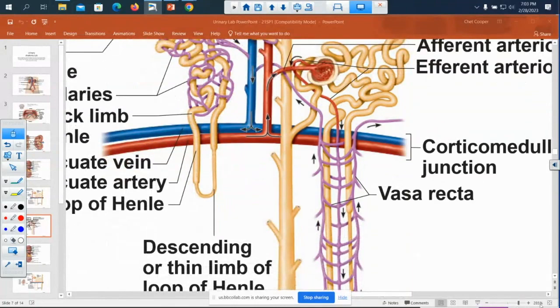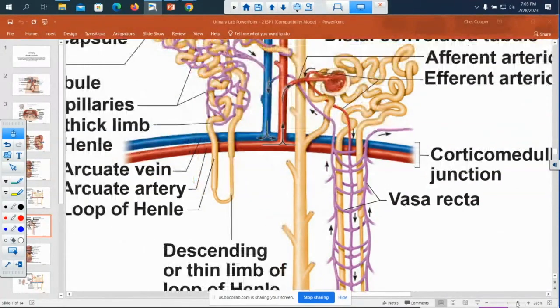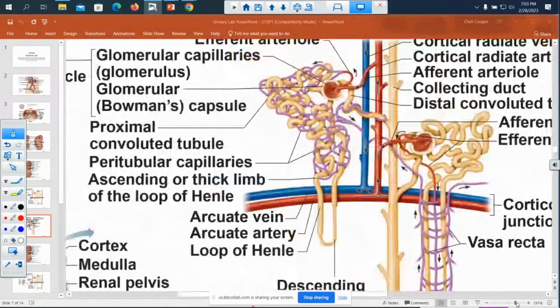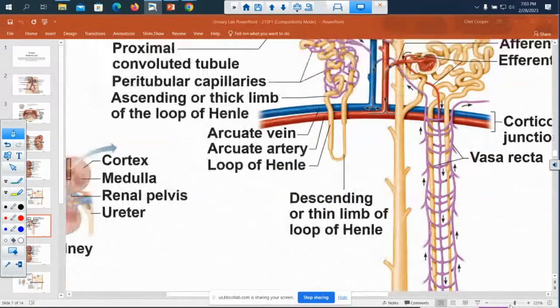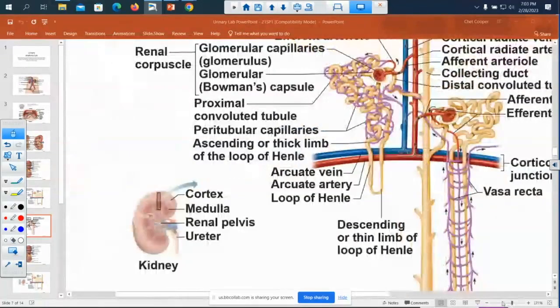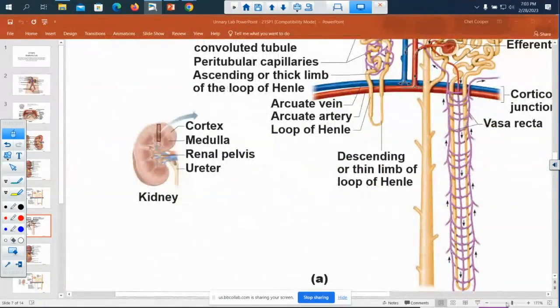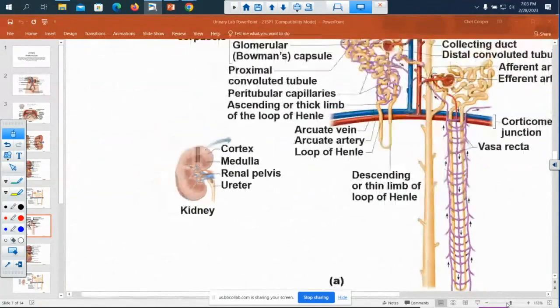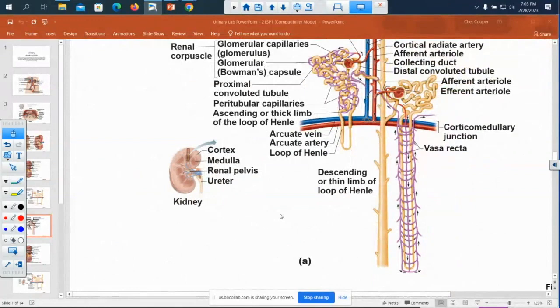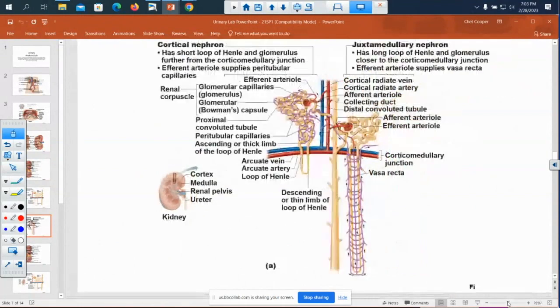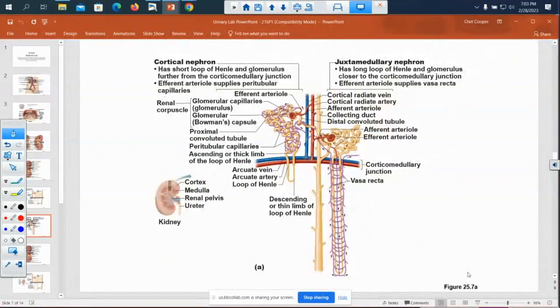Look at this. That loop of Henle is so long, I have to zoom out. Look, it's still going. Holy moly. Look at that loop of Henle. Are you kidding me? Look how tiny we have to get that thing to be able to see the whole loop of Henle. So here's what I want you to know. Now I'm just going to go back to the normal PowerPoint size here and mark this up.